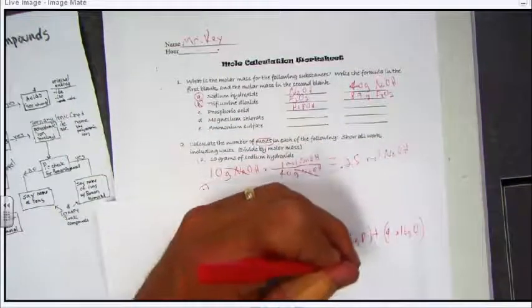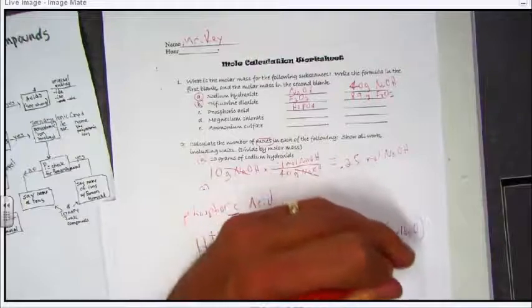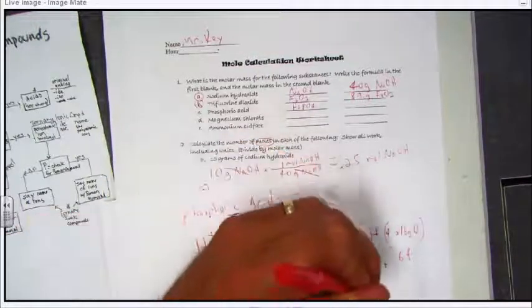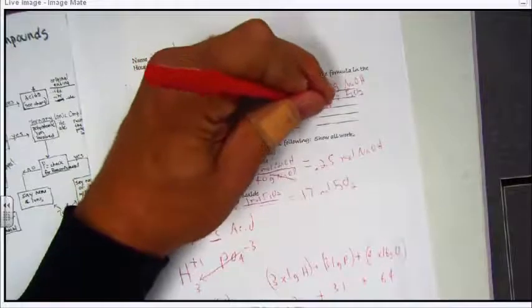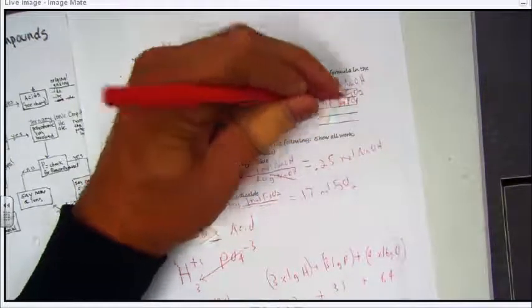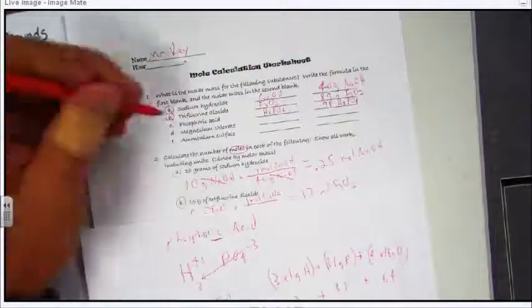3 plus 31 plus 64 is equal to 98. 98 grams H3PO4. That's the molar mass. It's actually a gram formula mass, but we can just call it molar mass. I'm going to use those numbers down on Part C.